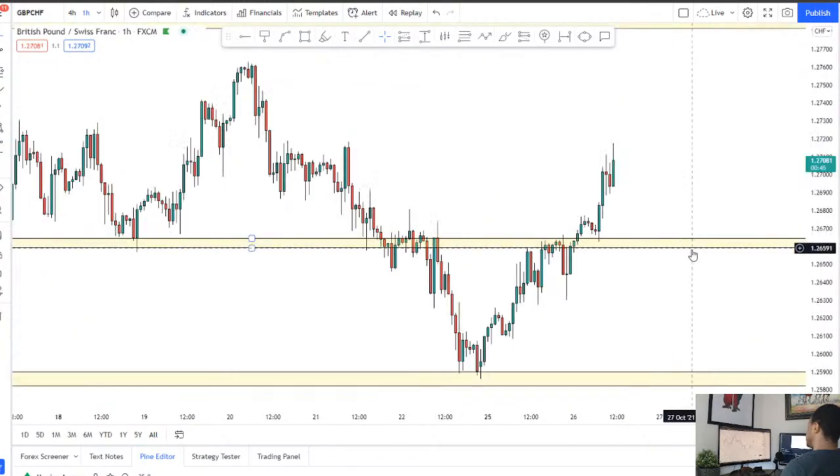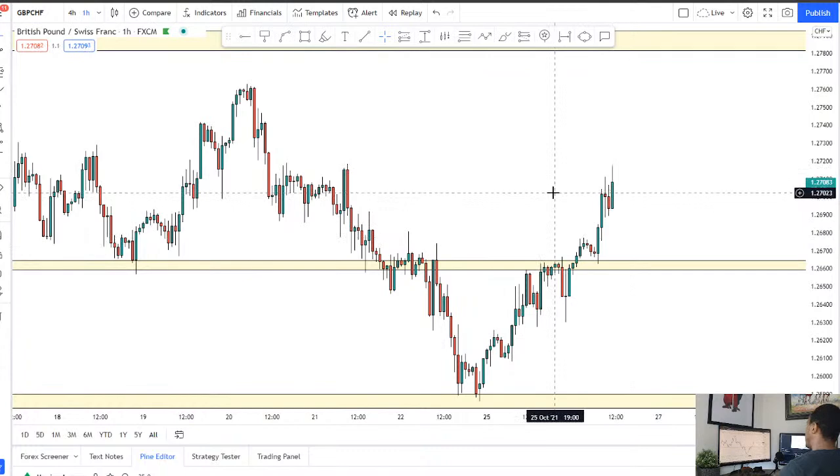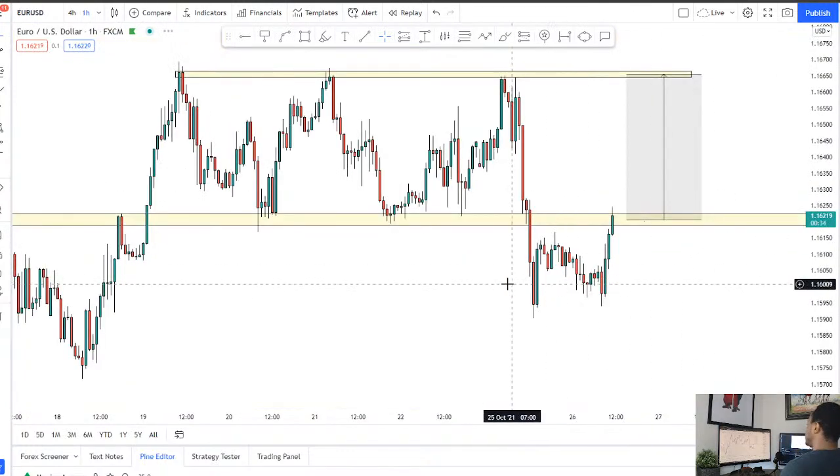Like I said, Pound CHF we'll be looking at as well. Need to see price come right back down. Not too sure if we'll see that, so I'll keep that one on my mind, but not focusing on it too much. But Euro USD is looking the best right now.